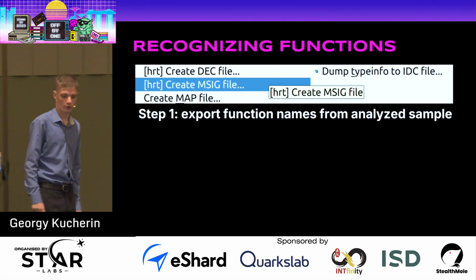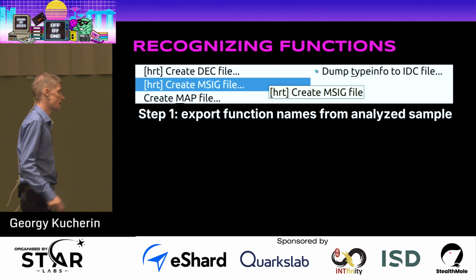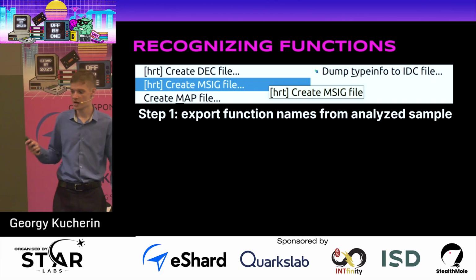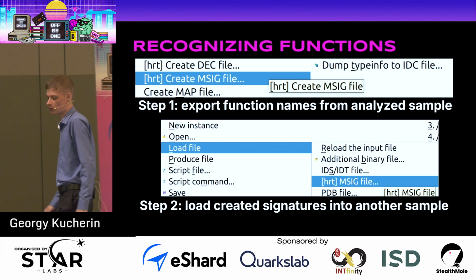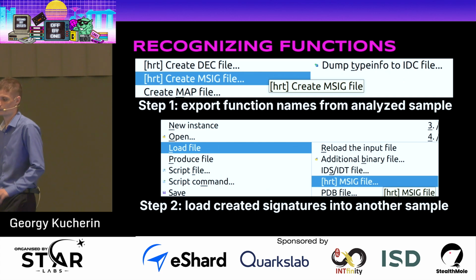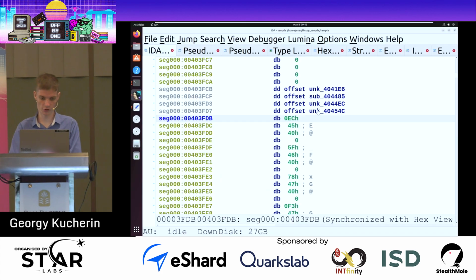What you first need to do is export the function names from a sample that you have already finished analyzing. And then you have to load the signatures with the function names into another sample. Let me show you how this works.